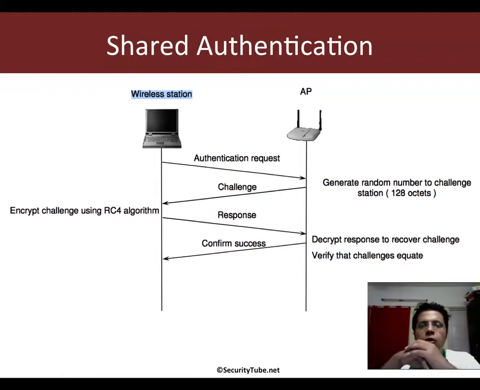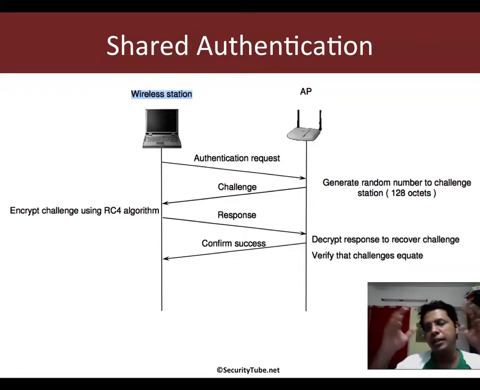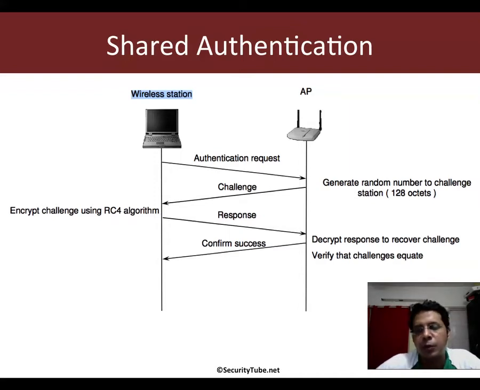Now, you may wonder, how did I get the plain text packet back? There is a little bit of math here. If you take A XOR B and then XOR it back with one of the entities, you get back the original one. Don't worry, we'll take that up in a separate slide. Now, depending on whether the decryption succeeded and the access point got back the original plain text, it will send an authentication success or an authentication failure.